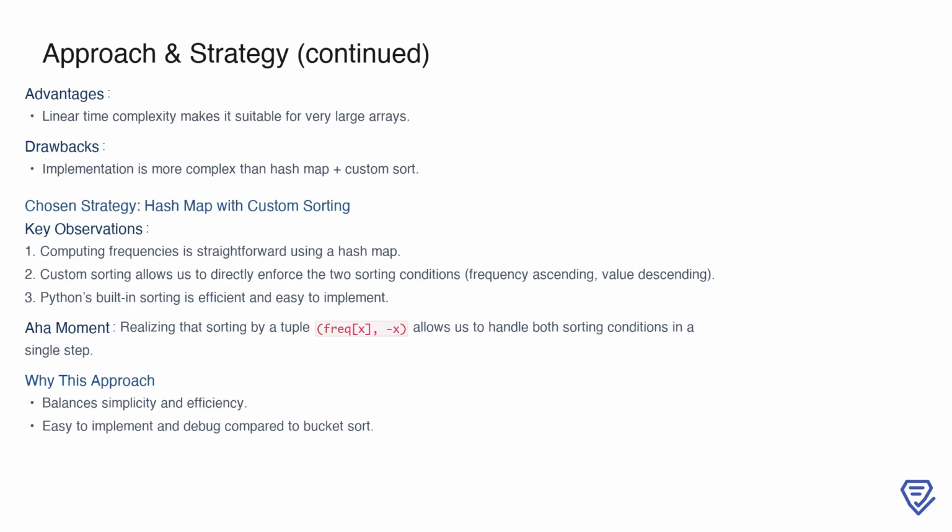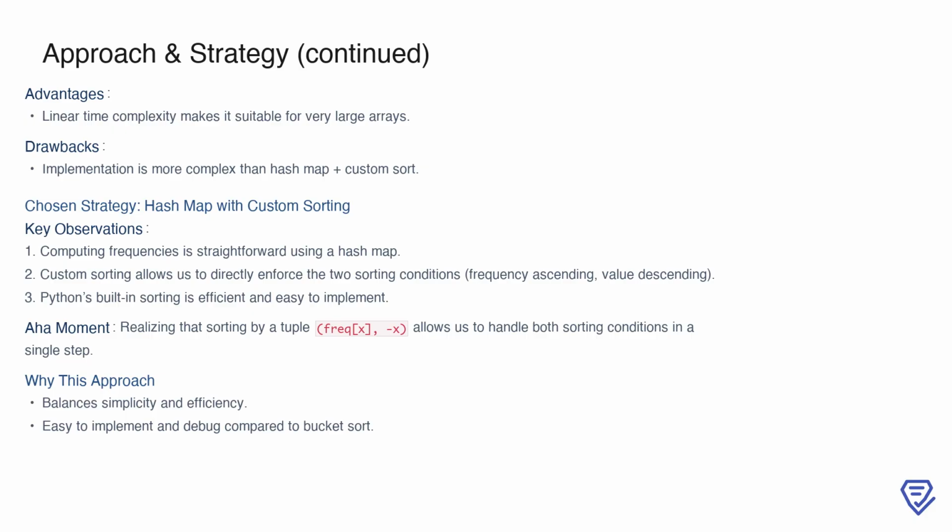One clear advantage of the bucket sort approach is its linear time complexity, which makes it particularly well suited for handling very large arrays. However, the added complexity of its implementation can be a drawback, especially when compared to the simplicity of the hash map and custom sorting method. After evaluating these approaches, the hash map combined with custom sorting emerges as the chosen strategy.